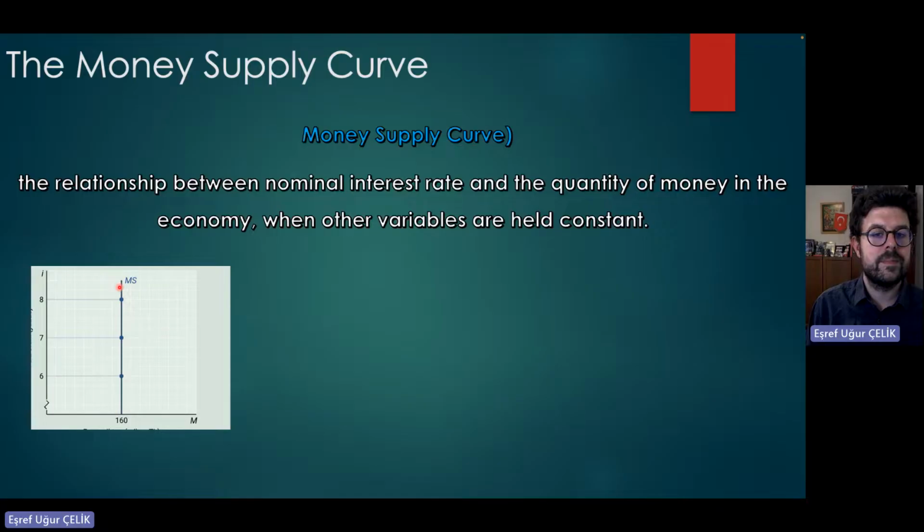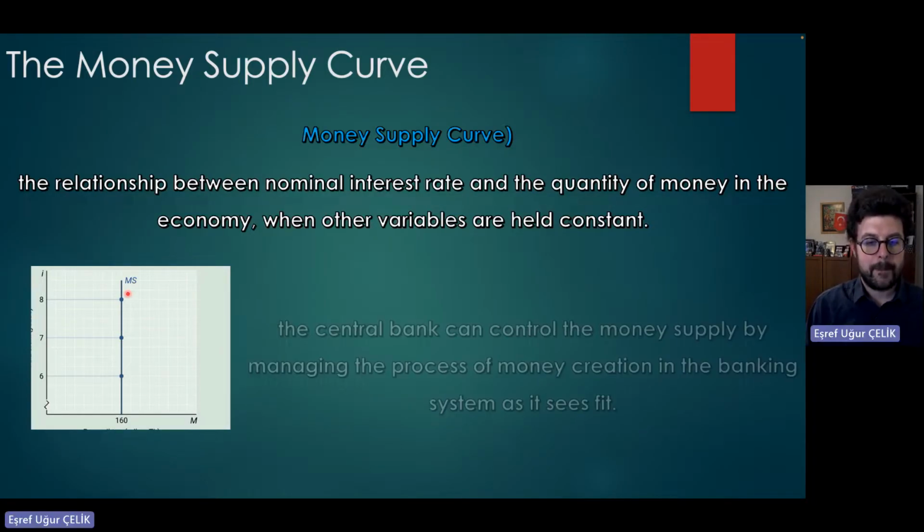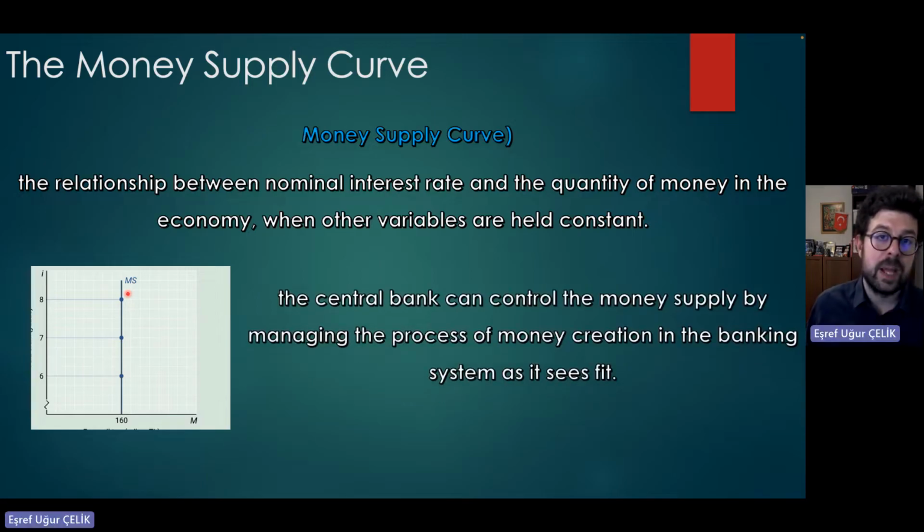Let's look at the meaning of the supply curve, which shows the relationship between the nominal interest rate and the quantity of money in the economy when other variables are constant. But you see, changes in the interest rate cannot affect the amount of money supply. The central bank mostly controls the mechanism of money supply, and they can also affect the money creation process in the banking system.